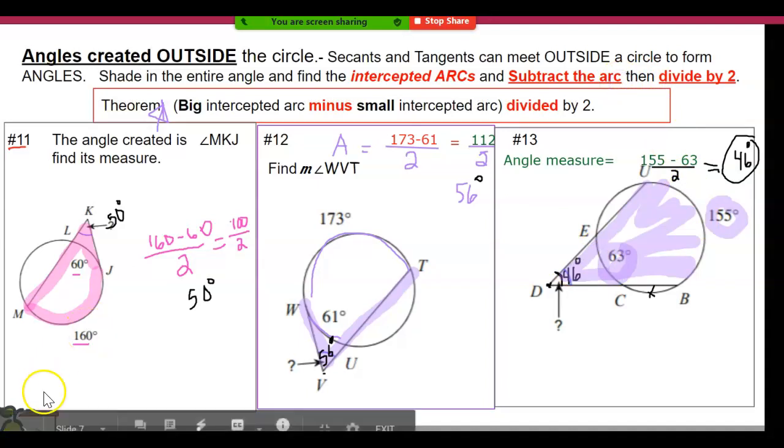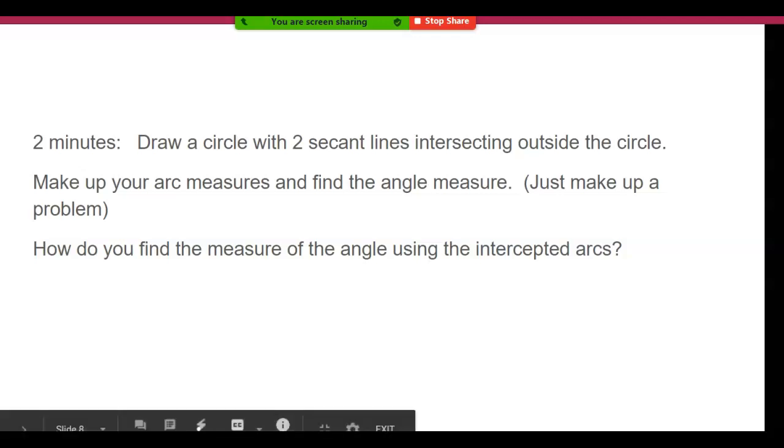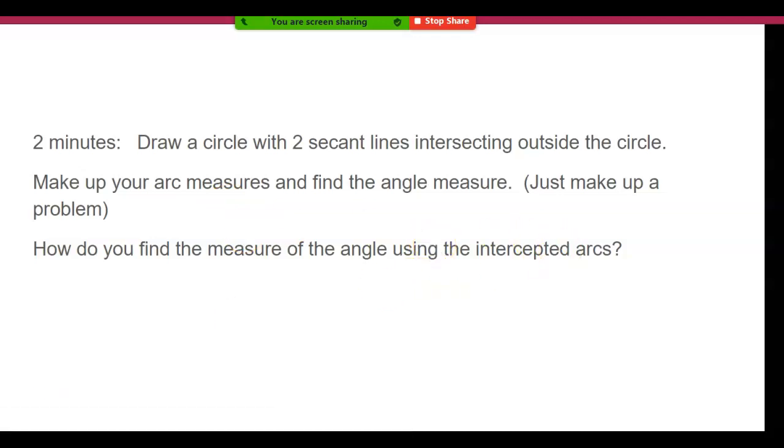So we're going to learn one more angle type. Okay, so for 2 minutes, you're just going to draw what we just talked about. So draw a circle with two secant lines. So a circle just with two lines going in and out, and have them intersect outside the circle. And then make up your own arc measures and find the angle measure. How do you find the measure of an angle using the intercepted arcs? That's what we just learned.